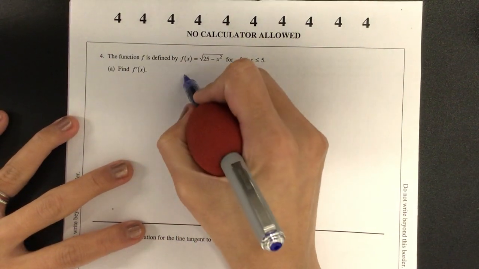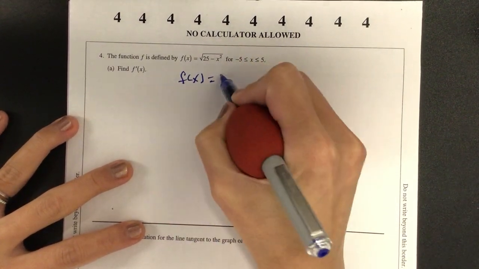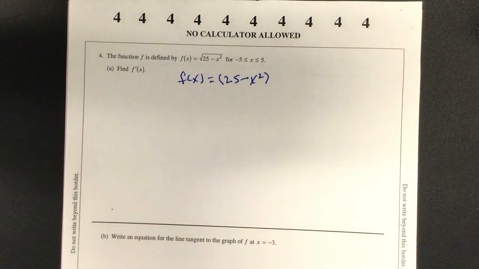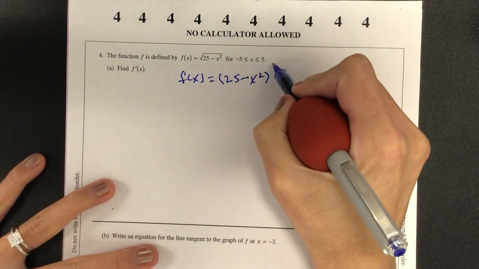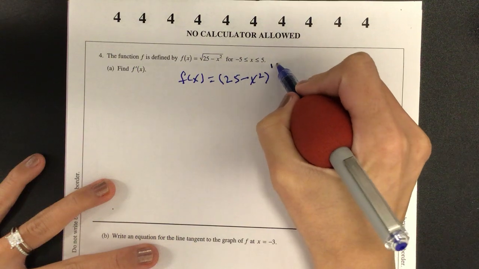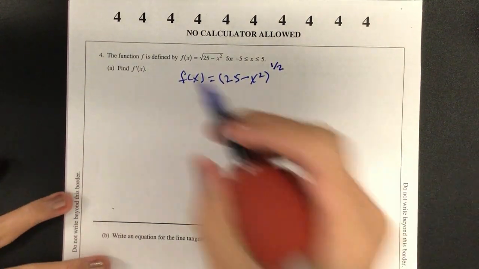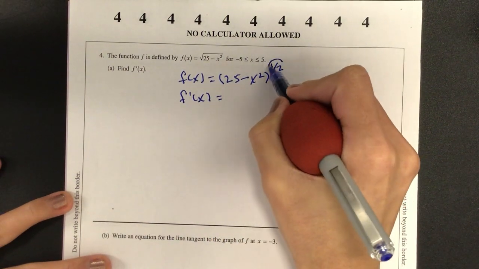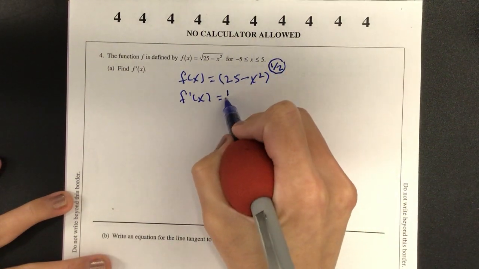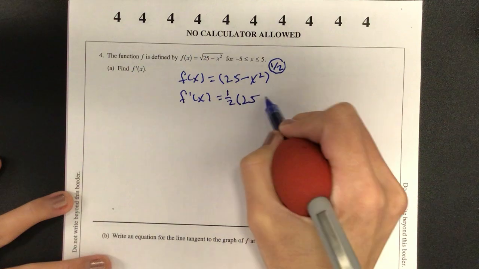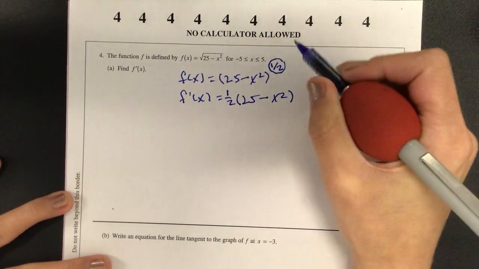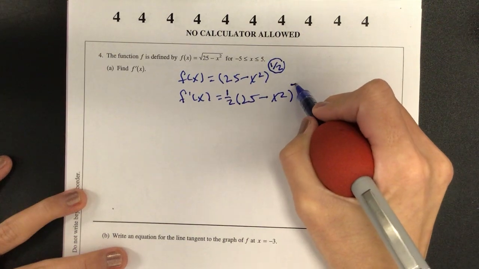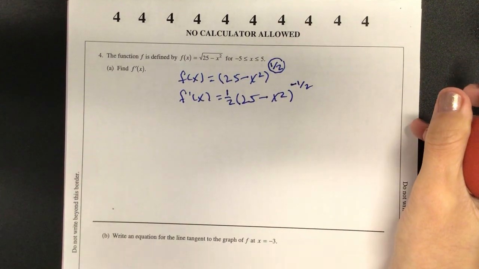So let's start by rewriting f of x. So we have 25 minus x squared. How do I write the square root as a power? What over 2? 1 over 2. So let's apply our chain rule. We have f prime of x. The rule was we bring this power to the where? Front. I keep the inside as it is. And then it becomes 1 less. How many is 1 less of 1/2? Negative 1/2. And then we derive the inside.